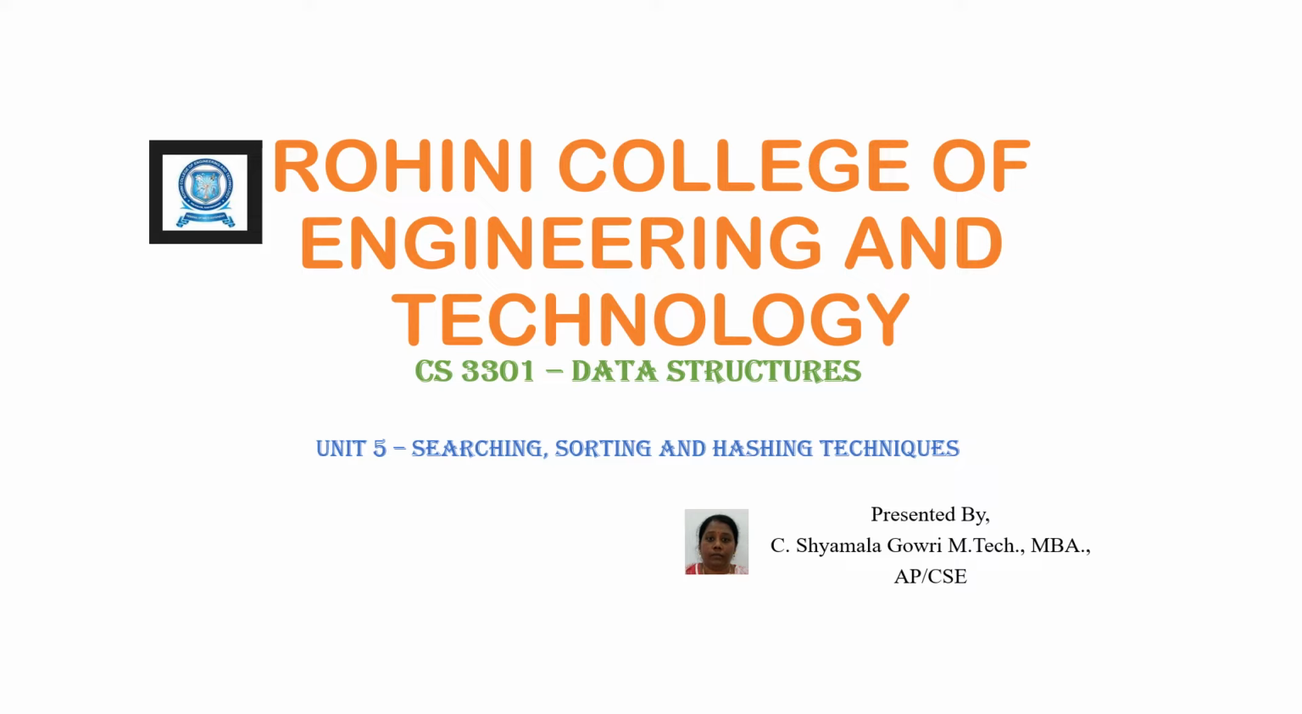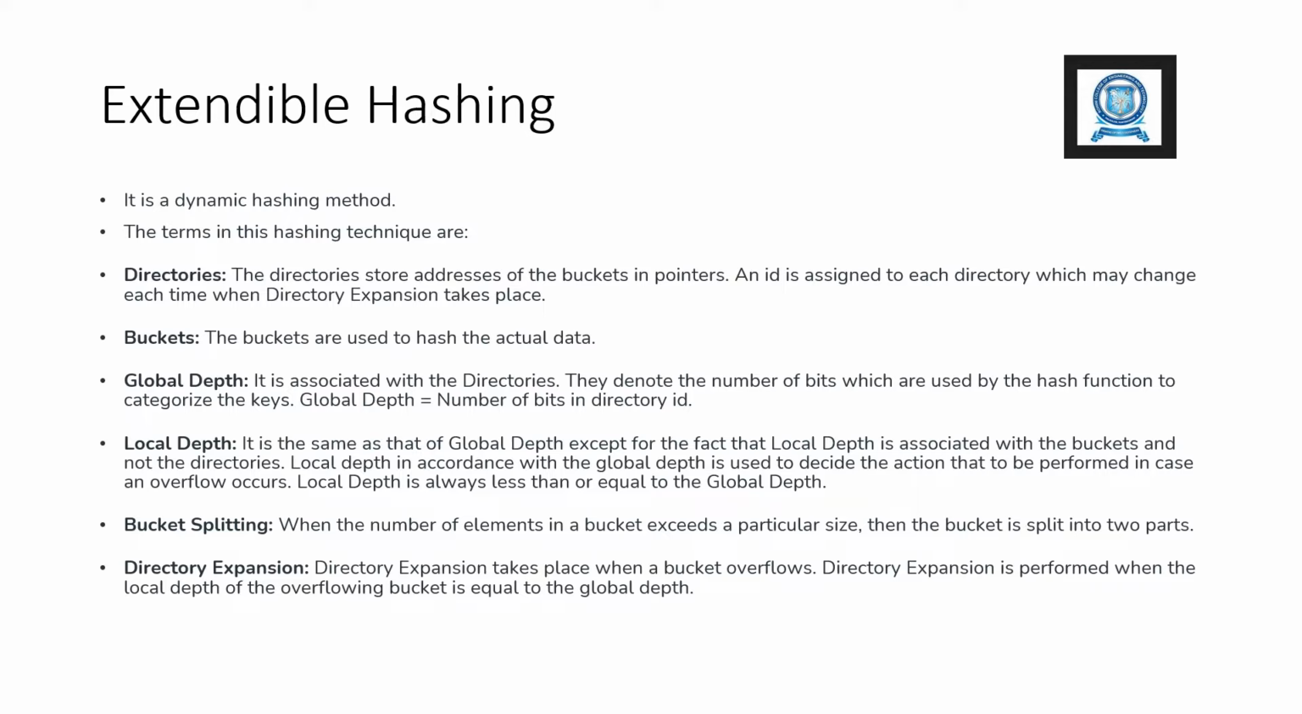Subject code CS3301. Subject name Data Structures. Unit 5 Searching, Sorting and Hashing Techniques. In this presentation, I'm going to explain the concept of extendable hashing. It is a dynamic hashing method.